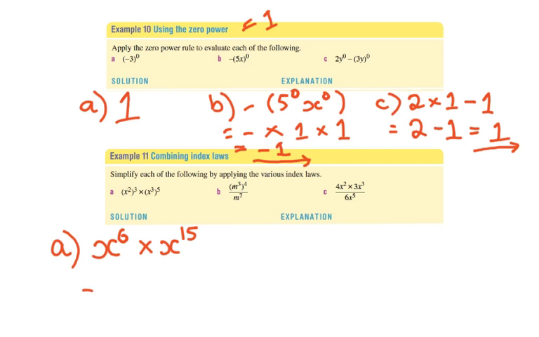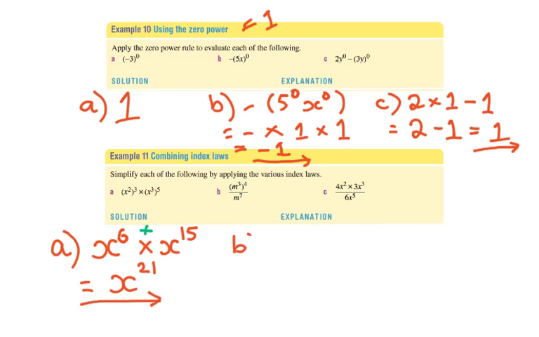This then leaves us with using index law number 1, where remember, we're adding our indices together because they are the same base number, being x. So 6 plus 15 gets me 21. So it's x to the power of 21.